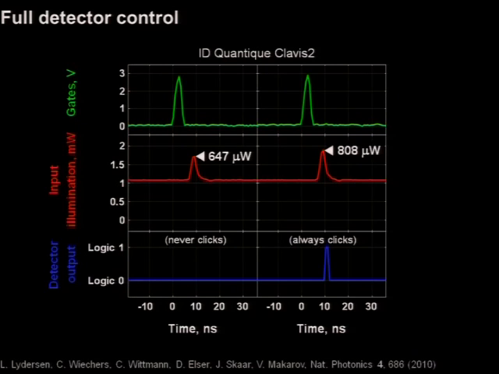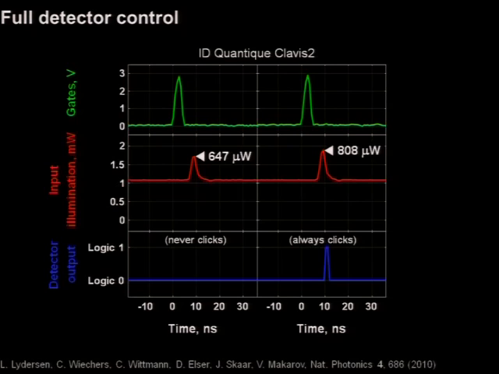Let's see how we can get a full control of the detector. And of course, this is the condition to break the security. You can see detectors in the ID Quantique Clavis 2 commercial QKD system. We also tried the MagicQ Technologies QKD system. They work the same.